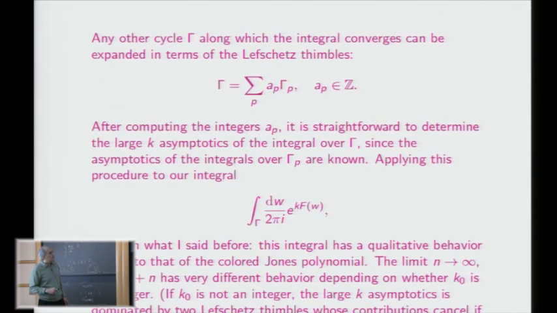So Morse theory tells us that any cycle in which the integral converges can be expanded in terms of the Lefschetz thimbles with integer coefficients. And moreover, Morse theory gives a recipe to compute these integers. So after computing the integers, if you're given a gamma, it's straightforward to find the large K asymptotics of the integral, because the asymptotics of the integrals over the gamma p are known. The point is that gamma p was defined so that what you're integrating has a unique maximum at the point p.